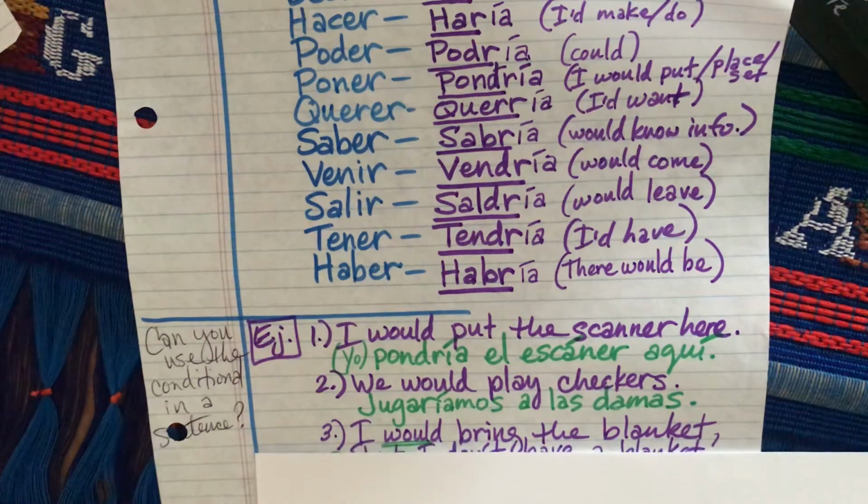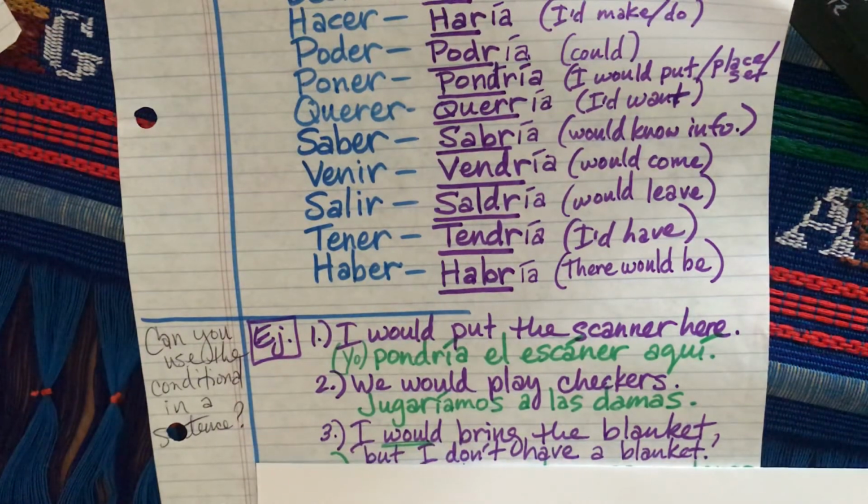All right, next one. I would bring the blanket, but I don't have a blanket. So here's one where they're explaining why it's conditional. I would bring the blanket is a complete sentence. I could end it there.